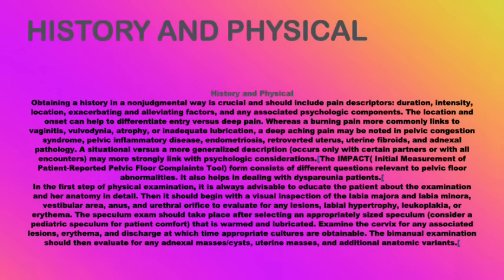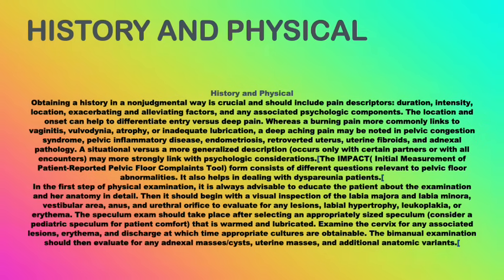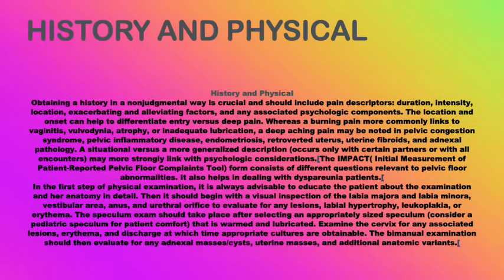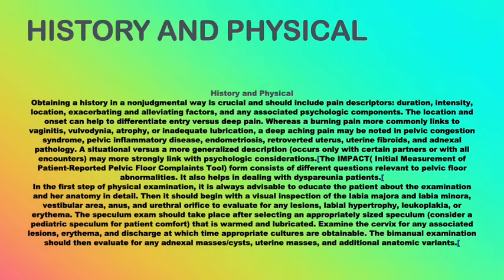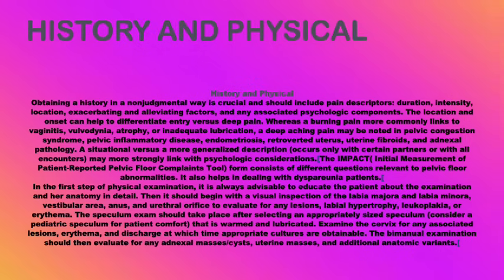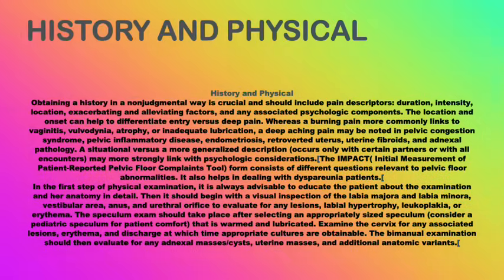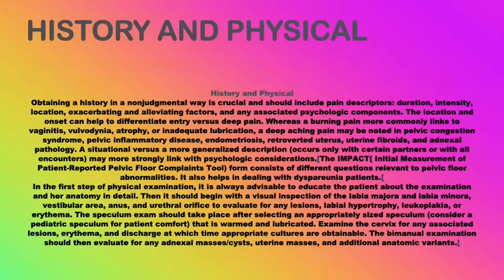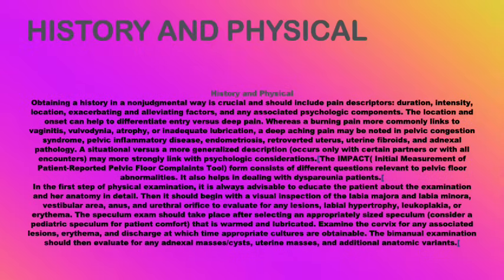History and physical. Obtaining history in a non-judgmental way is very important and crucial, and should include pain description, duration, intensity, location, exacerbating and alleviating factors, and any associated psychological component. The location and onset can help differentiate entry versus deep pain, whereas burning pain more commonly links to vaginitis, vulvodynia, atrophy, or inadequate lubrication. Deep aching pain may be noted in pelvic congestion syndrome, pelvic inflammatory disease, endometriosis, retroverted uterus, uterine fibroid, and adnexal pathology. Situational versus generalized description, occurring only with certain partners or with all encounters, may more strongly link to psychological considerations.